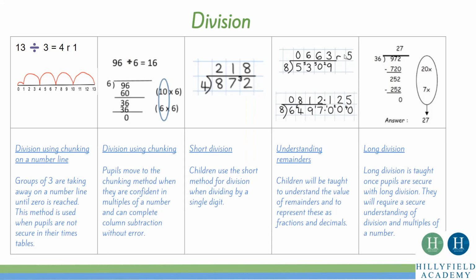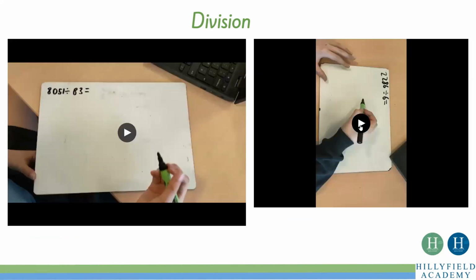This can be written as a fraction in year 6 or as a decimal. So when it's a decimal, they put a placeholder of 0 there after the decimal point, and they exchange over the 1. So that would become 10. 8 into 10 goes 1 with 2 remaining, and they continue until they find the answer. Long division just means writing it down and subtracting as you go rather than doing it in your head.